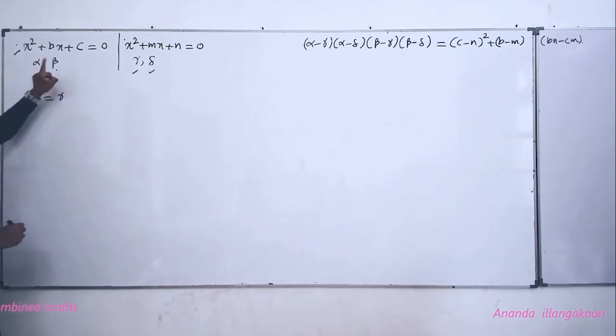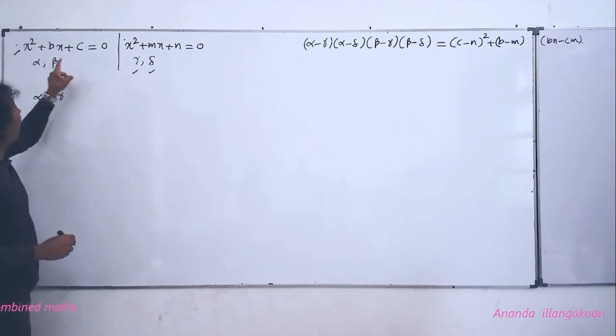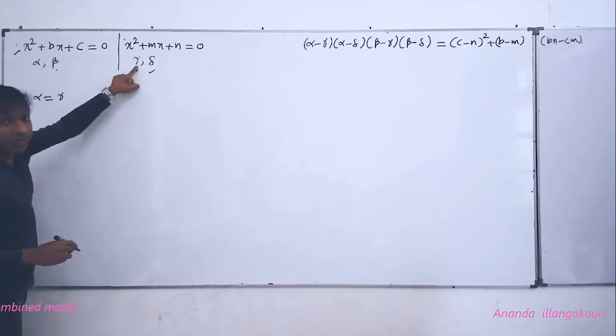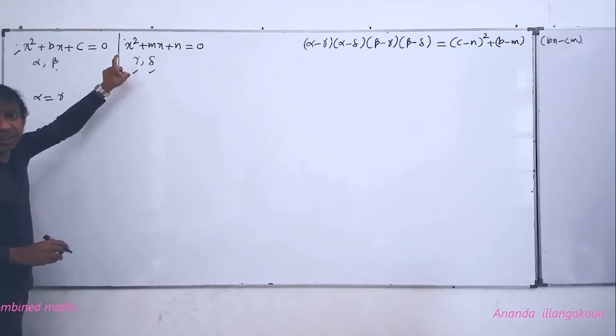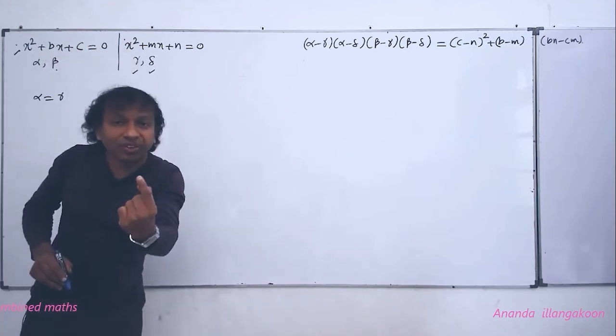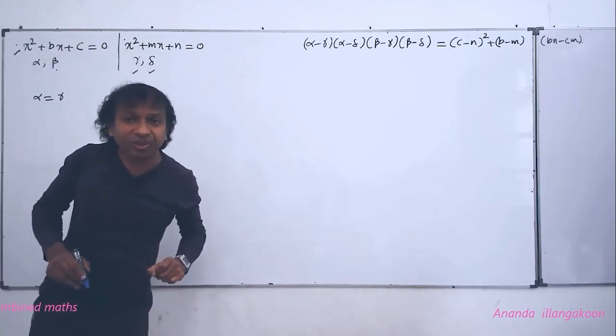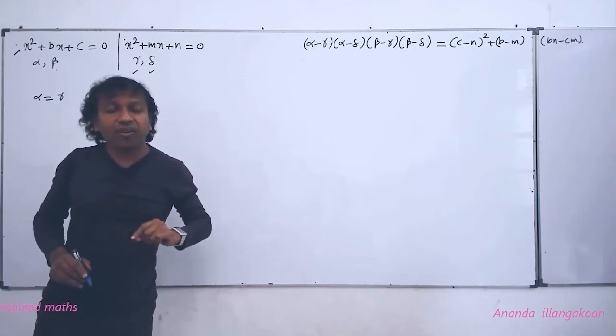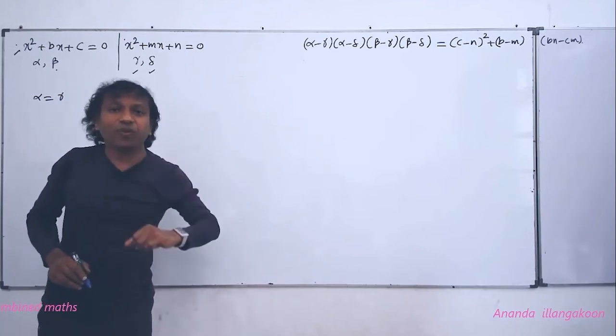This root alpha equal to this gamma. Alpha is the root of this. Gamma means same alpha, no? Then same alpha is the root of this. Therefore, these two equations will have a common root. What is that? Alpha. One way is that, people. If alpha is equal to gamma, the two equations will have a common root.